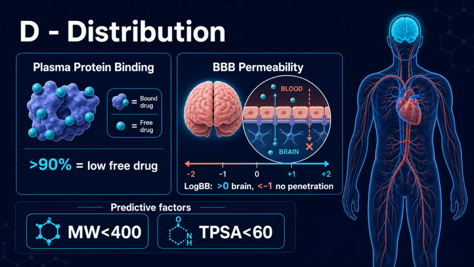For distribution prediction, plasma protein binding measures how much drug binds to albumin and other proteins. High binding means low free drug. Blood-brain barrier permeability uses logBB, the brain-to-blood ratio. Positive values mean the drug concentrates in the brain, favorable for CNS drugs. Very negative values mean it doesn't penetrate the brain, avoiding CNS side effects. Predictive factors include molecular weight and polar surface area.